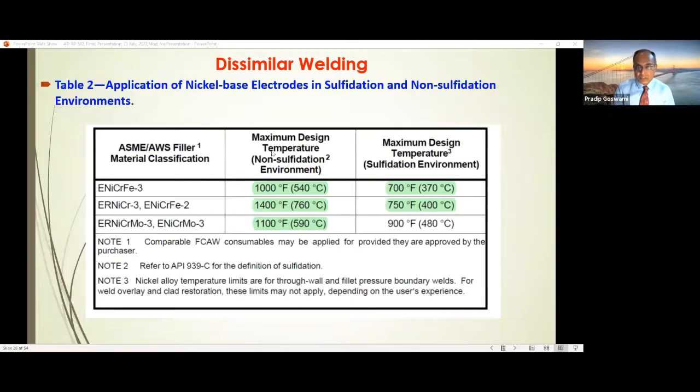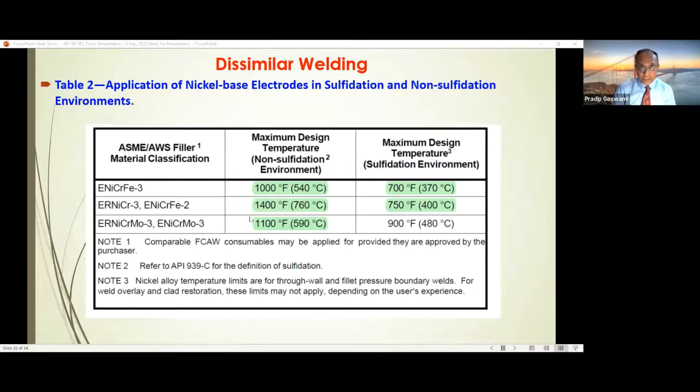does not involve any sulfidation, the allowable design temperature is 540 degrees centigrade. And when it is a sulfidation environment, it is reduced to 370 degrees centigrade. For 625 type, it is 590 degrees centigrade. And when the sulfidation is there, it is 480 degrees centigrade.